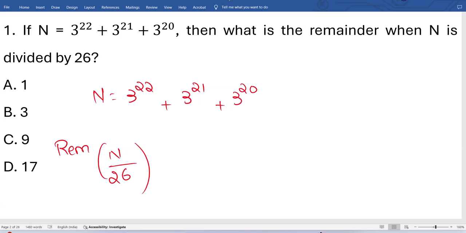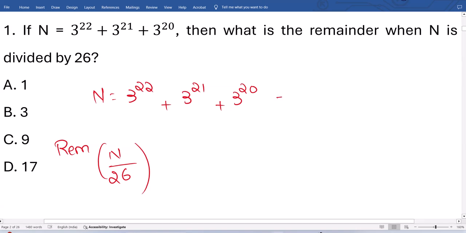Guys, what is 3 cube value? 3 cube is 27. When 27 is divided by 26, what is the remainder? 27 divided by 26, remainder 1. That will help you to solve this question. What you people know: 3 cube is 27, and when 27 is divided by 26, the remainder is 1. That is going to help you out.